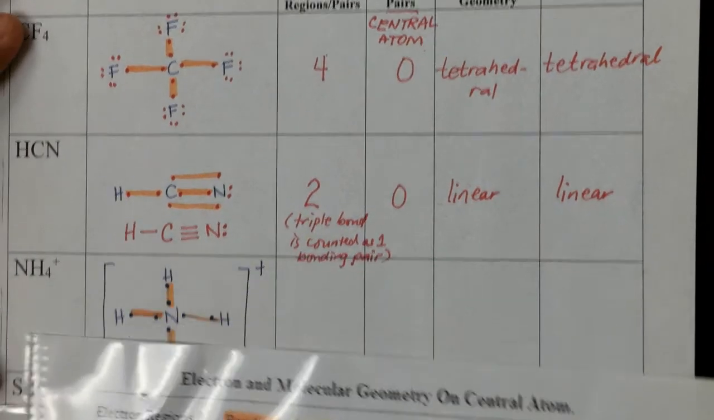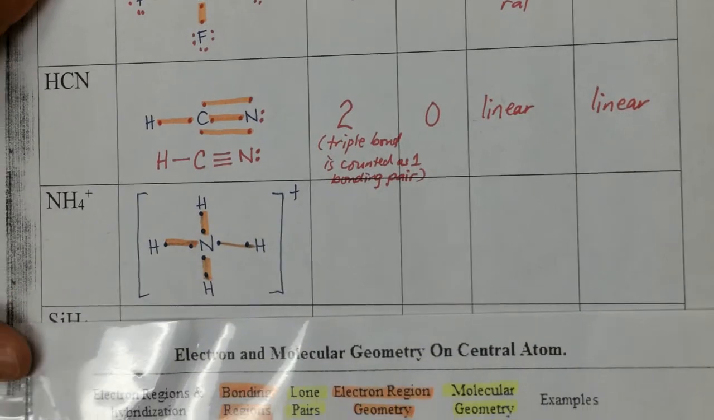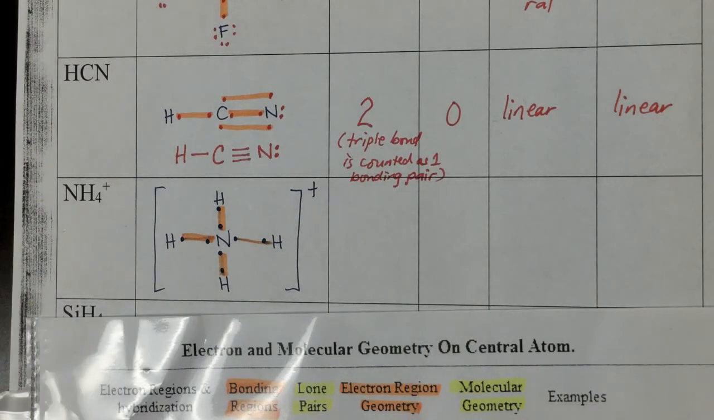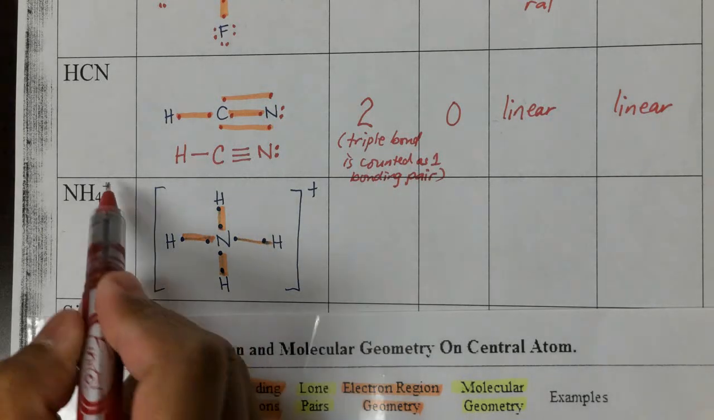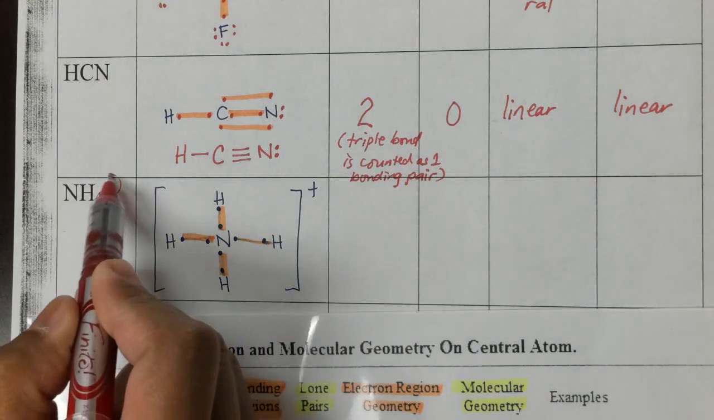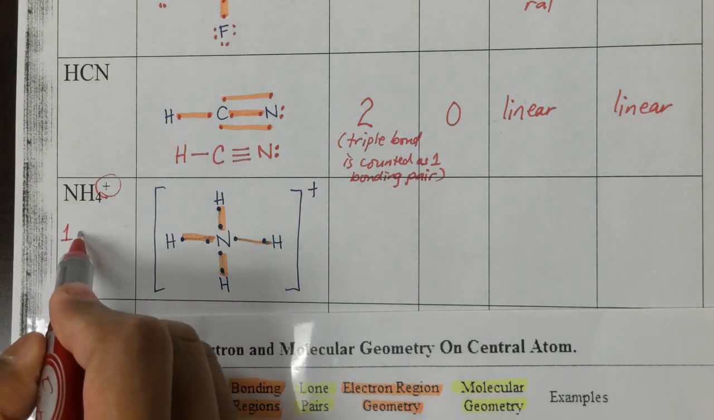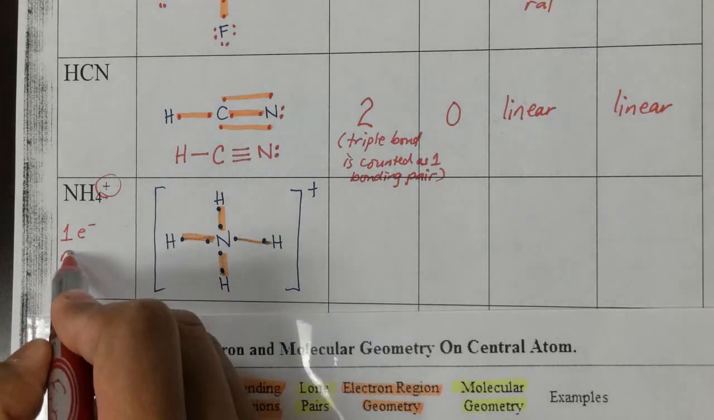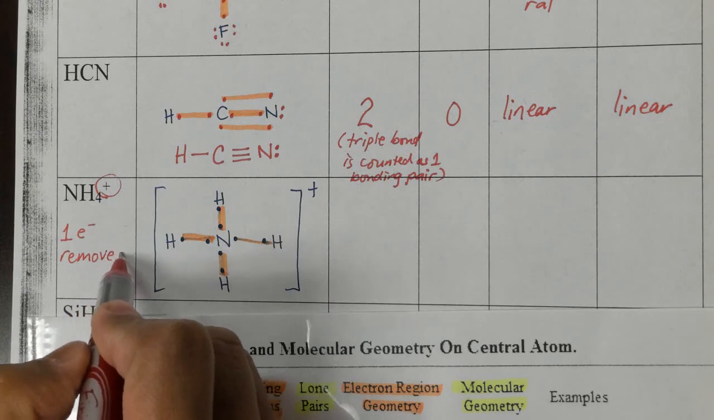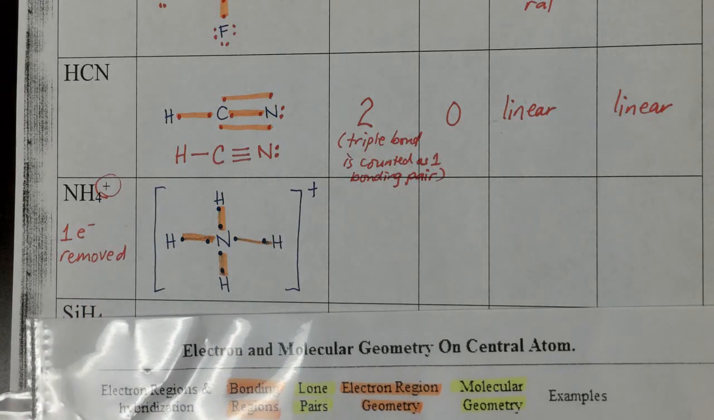Now look at the NH4 plus, like what I showed you for NH4 a while ago. For those of you who forgot the idea, if you're given a charge, remember that there is either an additional electron or a removed electron. So if you see a plus sign for NH4 plus, it means that you have 1 electron removed from the structure itself.